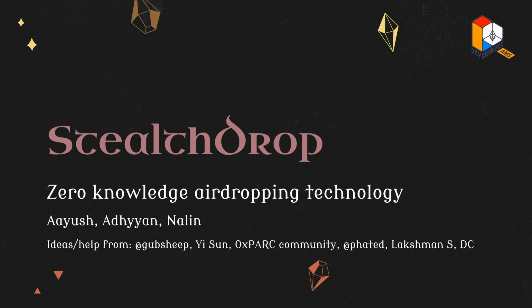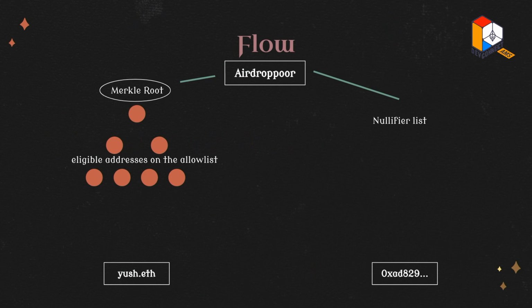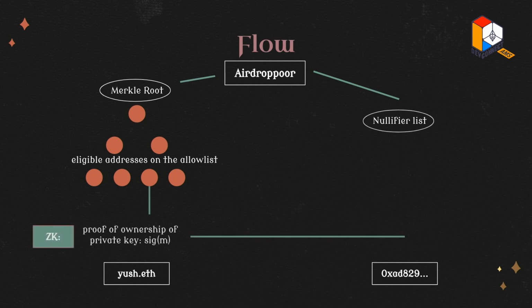Introducing Stealthdrop, the first way to do anonymous governance via zero-knowledge airdrops. So how does this work? You can imagine that the airdropper first publishes a Merkle root of a Merkle tree of eligible addresses, just like a normal airdrop. However, instead of claiming from your eligible address directly, you claim from this anonymous address.